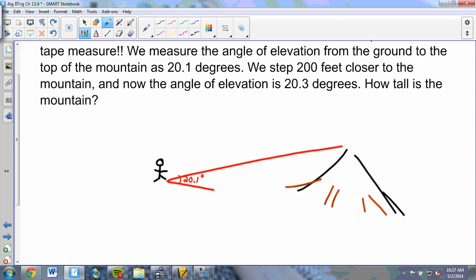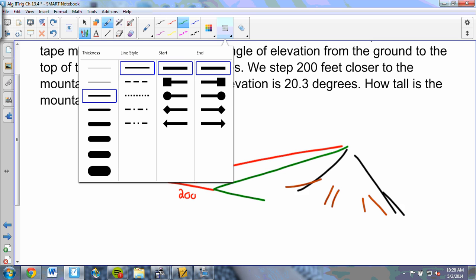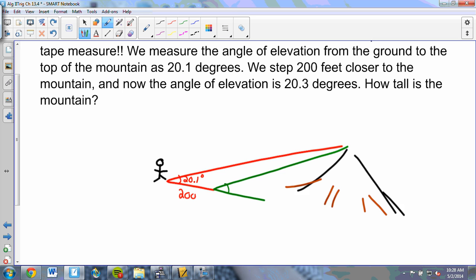And then I can take a few steps closer. I take 200 paces closer, and I make another angle to the top of the mountain. And this angle here is 20.3 degrees. What I'm trying to find is the height of the mountain. I'll make that blue. I'm trying to find this height, h.